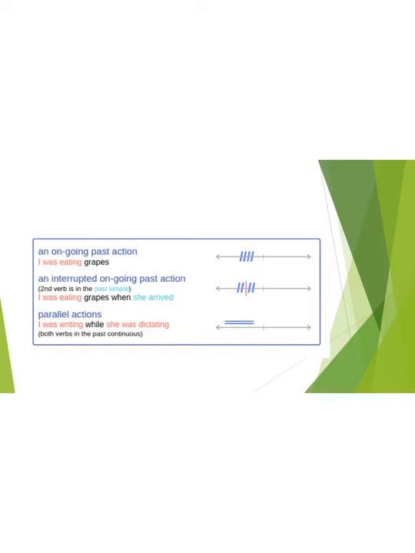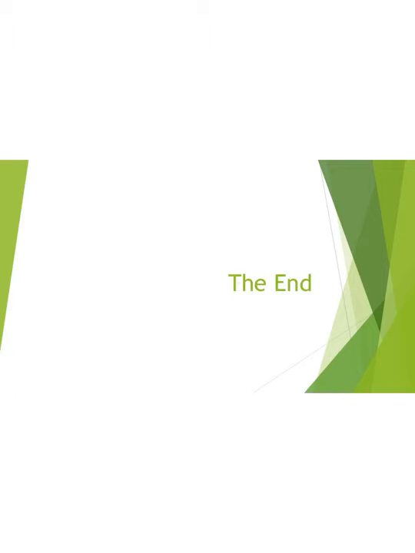And the third situation is to talk about parallel actions. That means that two actions are both long actions. For example, I was writing while she was dictating. It means that writing and dictating, these two actions were happening at the same time, and they are both long actions. So this is the end of the video.